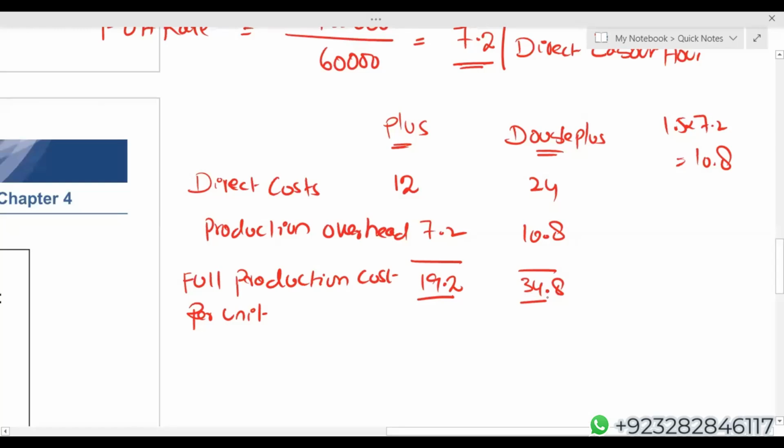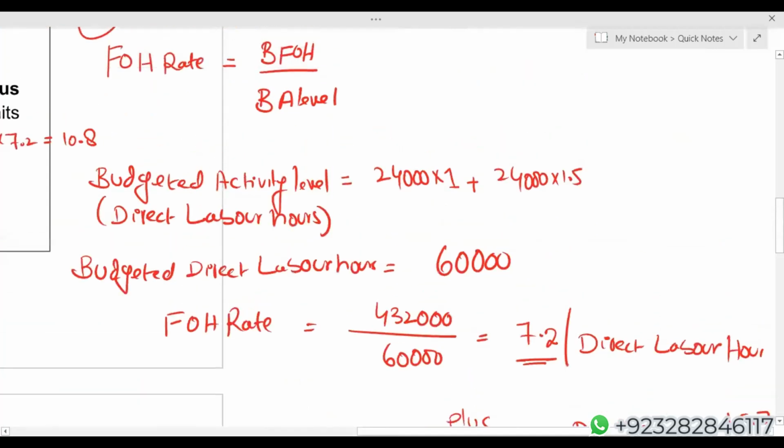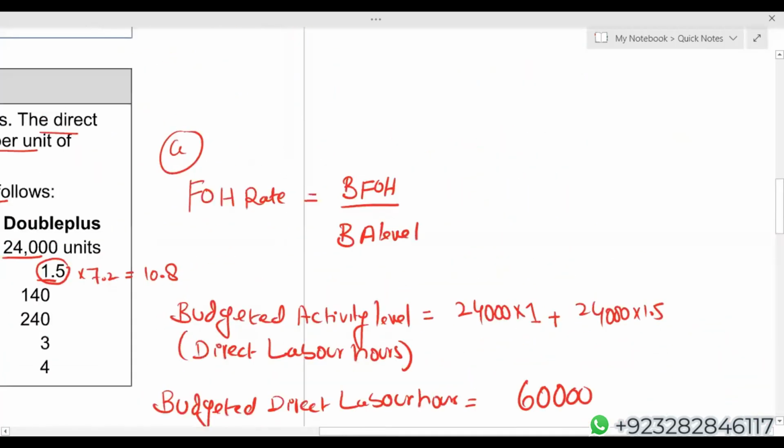Under absorption costing, let me repeat, how do we calculate the FOH rate? It's a very simple formula. Budgeted fixed overhead divided by budgeted activity level gives you the fixed overhead rate. The budgeted activity level is mentioned in the question: we need to calculate the FOH rate using direct labor hours. So first we calculate the direct labor hours, then divide budgeted FOH by the budgeted activity level.